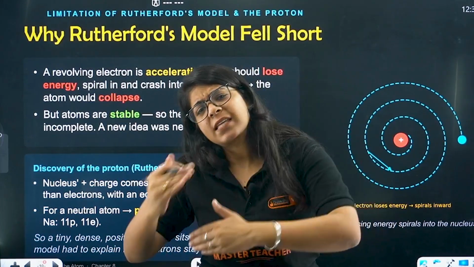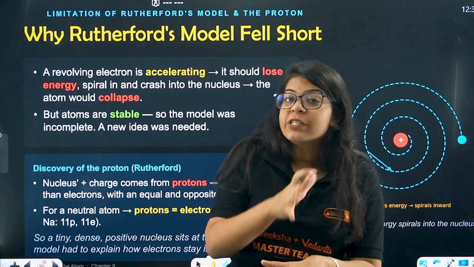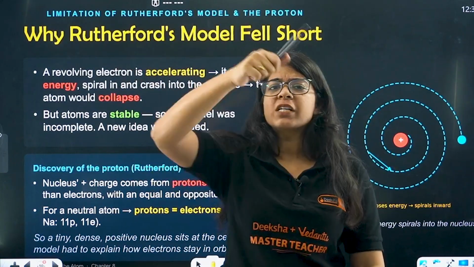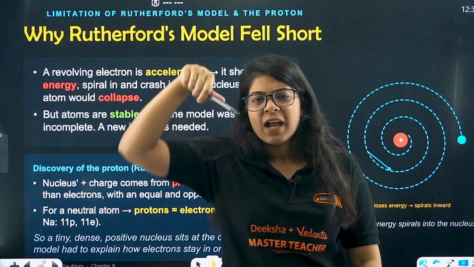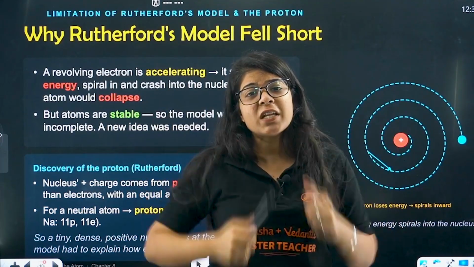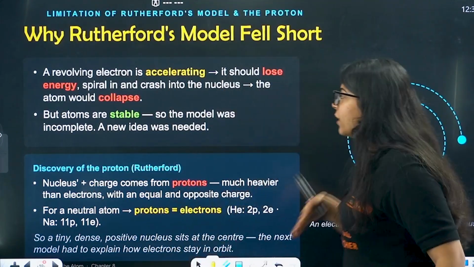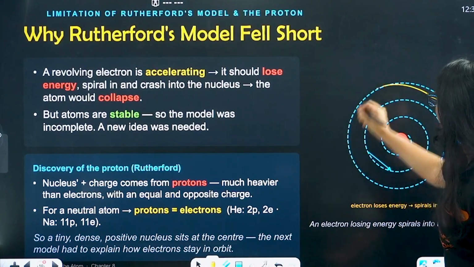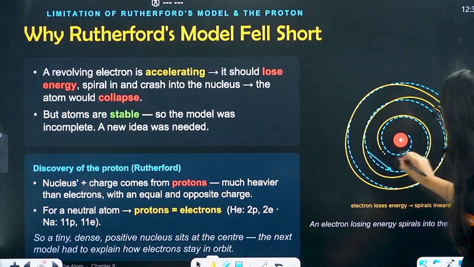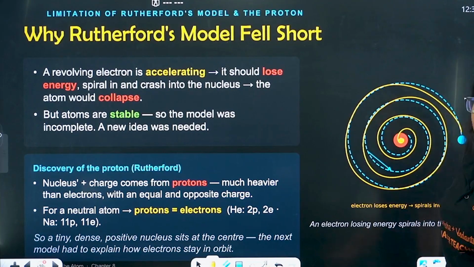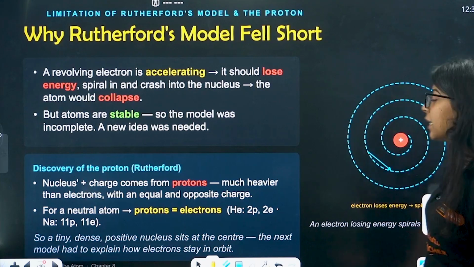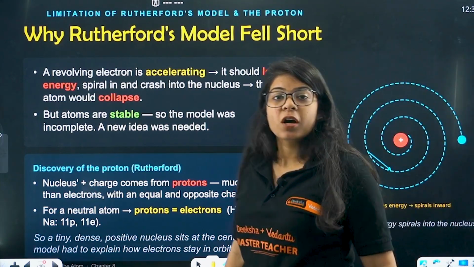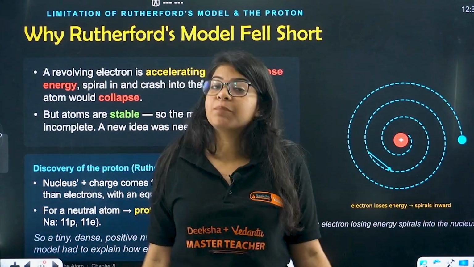So as it is accelerating, it should lose energy, and as it is losing energy, the radius will get smaller and smaller and smaller, and the electron will fall into the nucleus, right? The electron will eventually fall into the nucleus. It will rotate and will keep on losing energy and will fall into the nucleus, and the atom will collapse. Boom, the atom does not exist anymore. You and I won't exist anymore then, but we are.